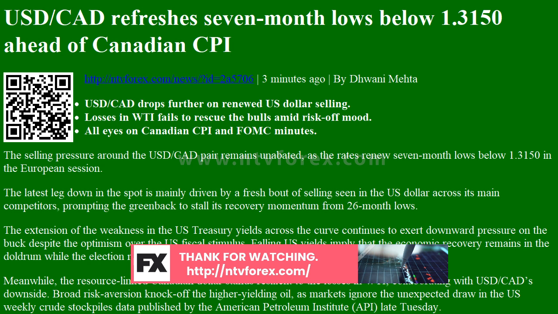The pair remains vulnerable ahead of the Canadian CPI release and the FOMC minutes due later in the NA session. Dovish FOMC minutes could exacerbate the pain for the dollar, intensifying the selling pressure in the major.